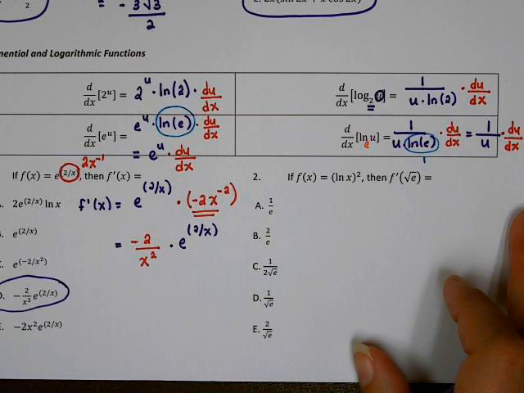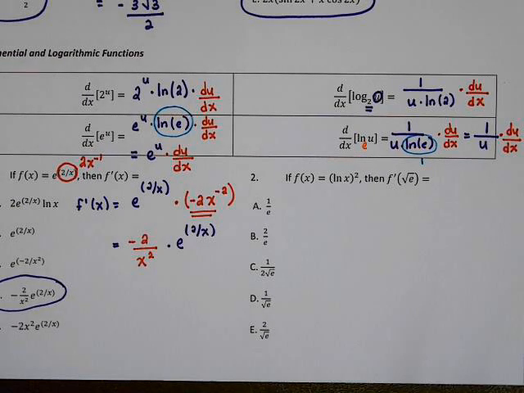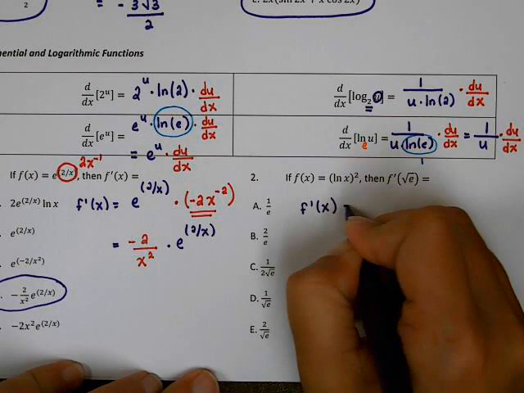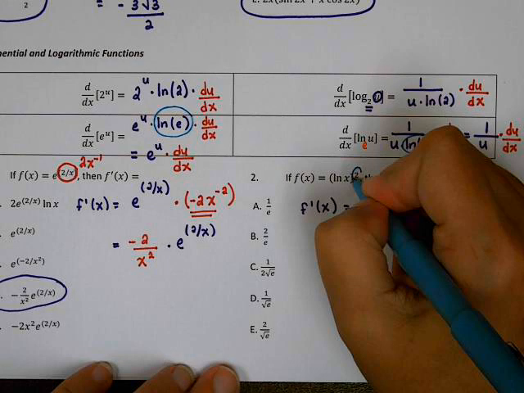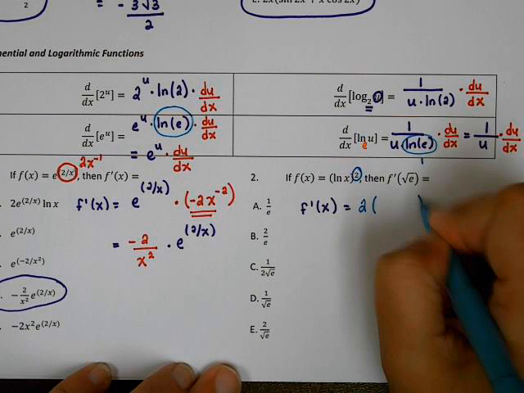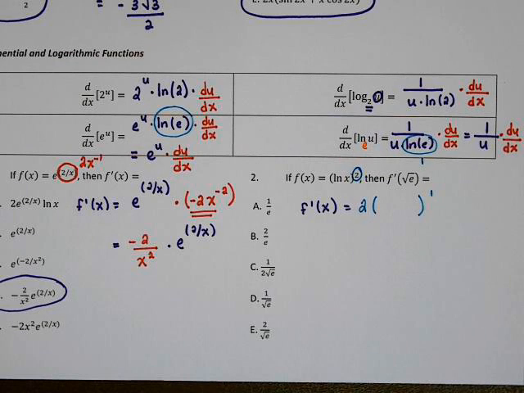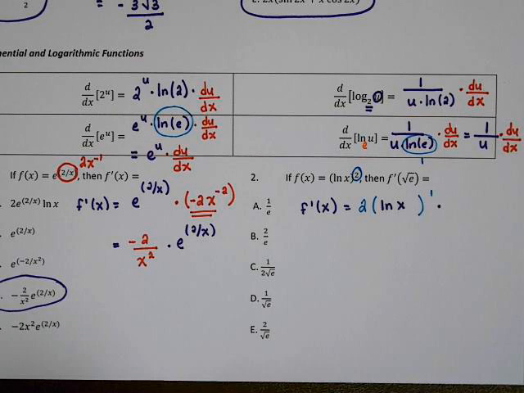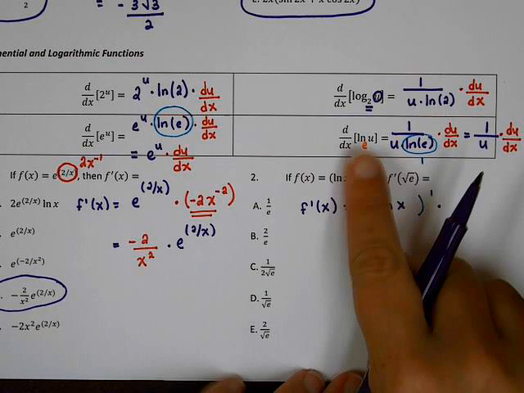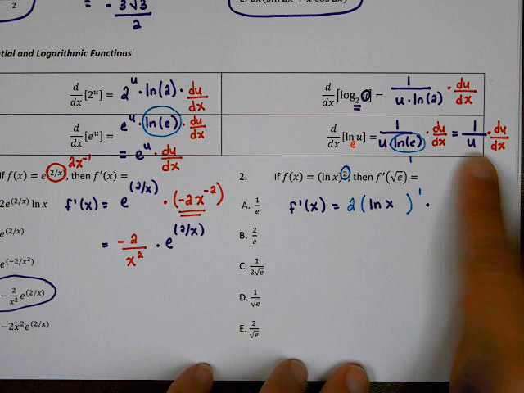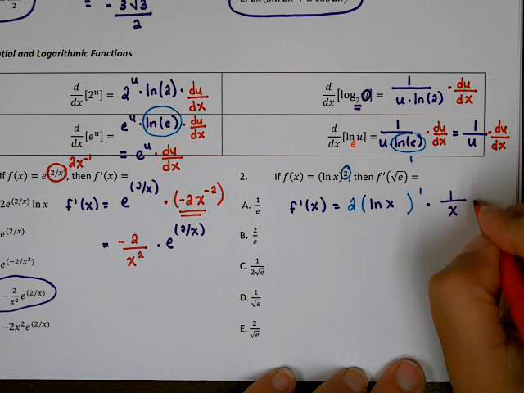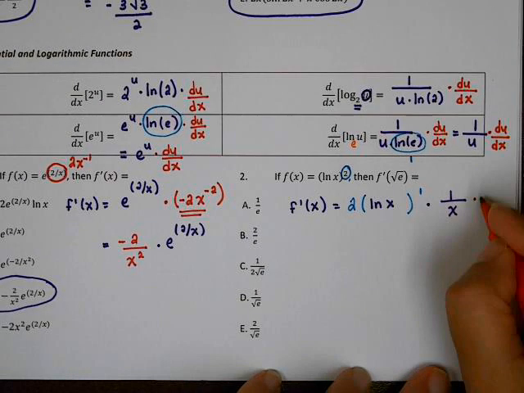For problem number 2, if f of x is the natural log of x squared, then I'm going to need to use chain rule here. So to find the derivative, we start with the outside. The outside is the squared. So I would drop the 2, leave the inside alone, subtract 1 from the power. So I'm leaving the natural log alone. Then times the derivative of the inside. Now the derivative of natural log is just 1 over whatever was inside of there, so 1 over x, times the derivative of the inside. Now the derivative of x is just 1.